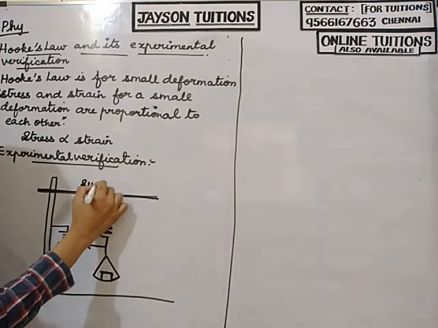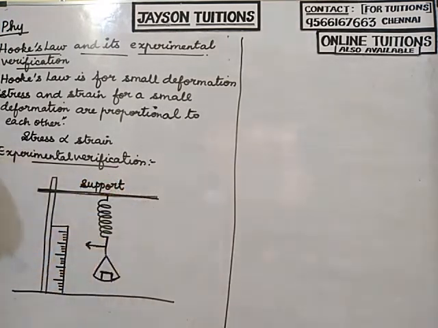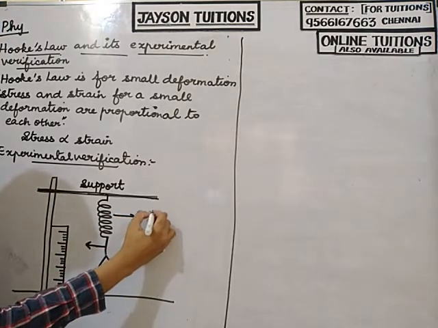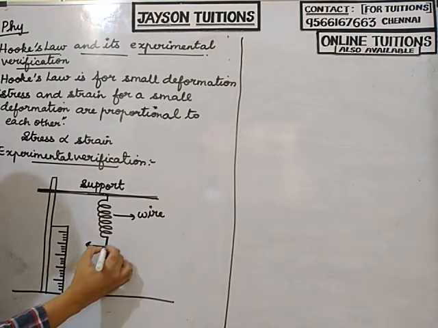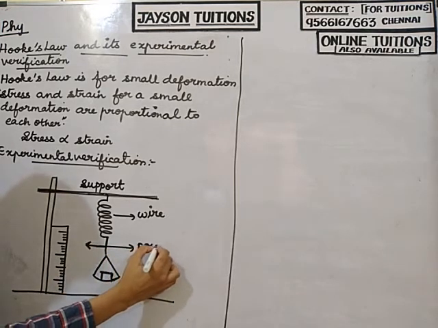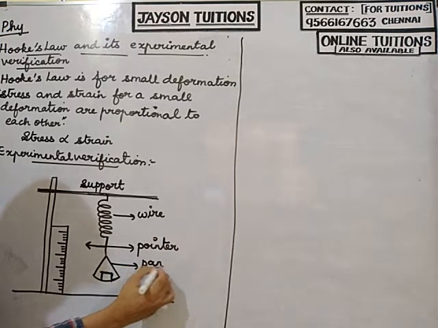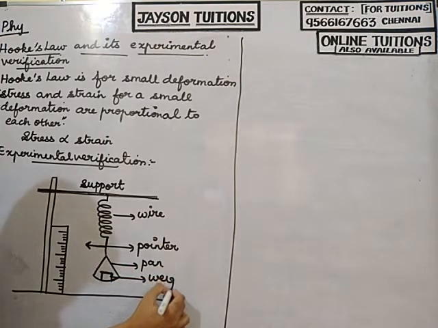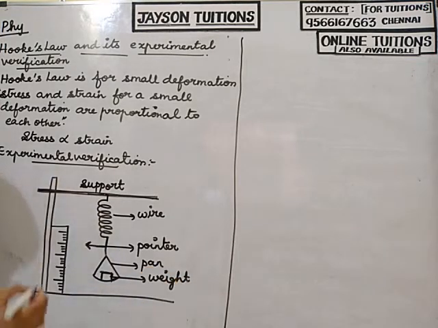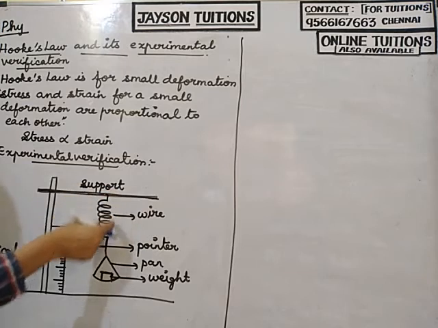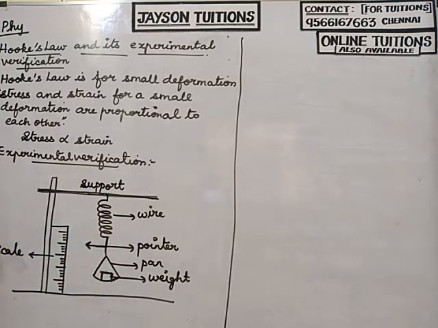This is the support, this is the wire, this is the pointer, this is the band, the weight is kept in the band, this is the scale. When you keep the weight, what will happen to the wire? It will stretch. So that stress and strain only we are going to prove that it is proportional.